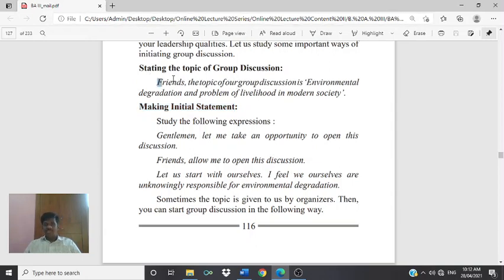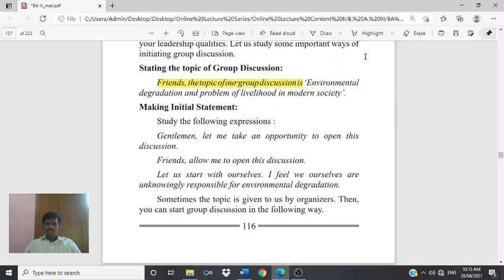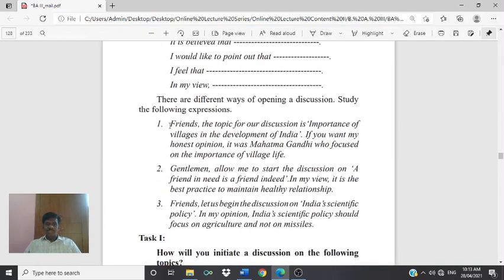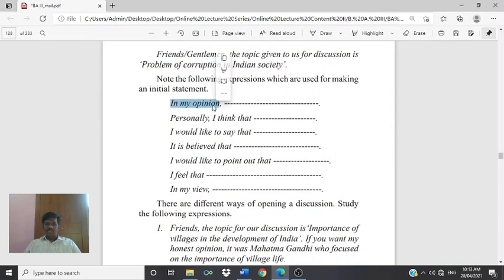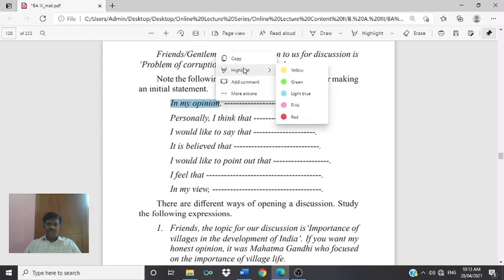For example, friends, "The topic of our group discussion is..." is one such language expression. You can see we can use it frequently, and we are supposed to memorize it and internalize it. When we read and repeat it again and again, we memorize it, but when we use it in an actual group discussion, we internalize it. So this is what is important. These are the major things that we are supposed to learn.